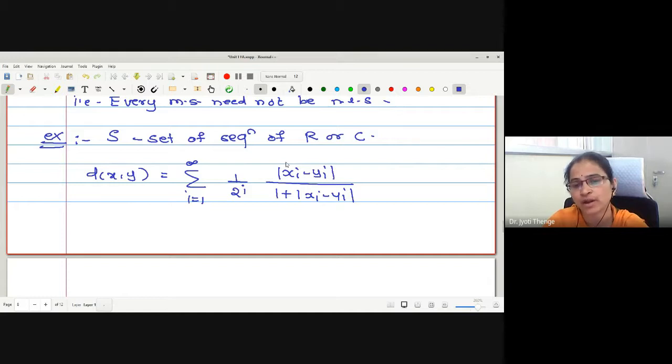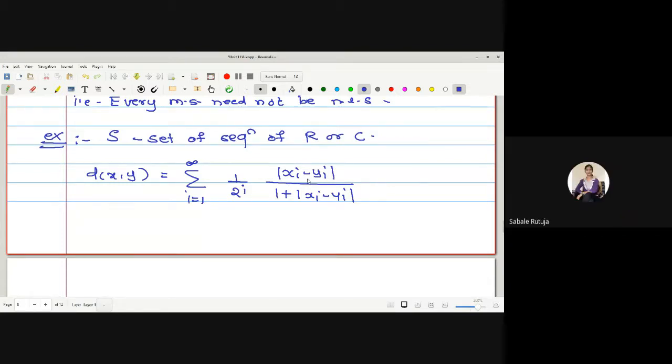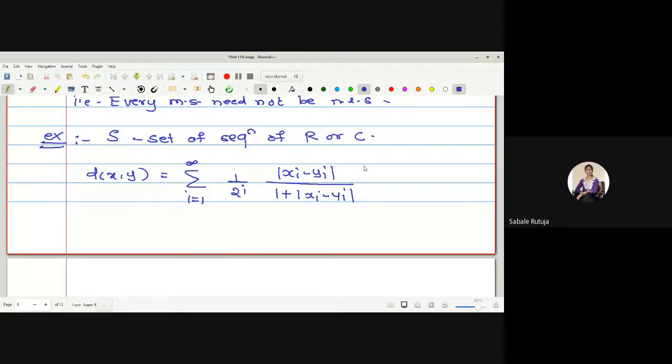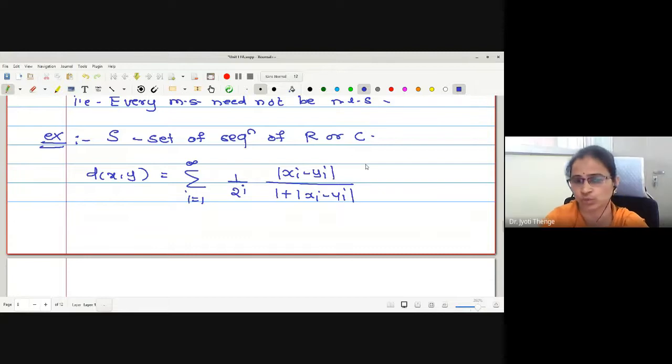Sum of non-negative terms is 0. Then every term will be 0. Yes, every term is 0. Let us equate this term to 0. 1 upon 2 raised to i, I can shift to the right. Denominator also I can shift to the right. What we remain with? Mod of xi minus yi equal to 0. What does this imply to us? Whether it is xi equal to yi for all i? Yes, for all i means x is equal to y.